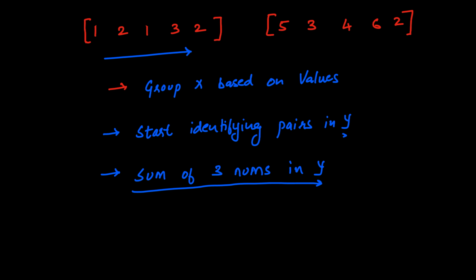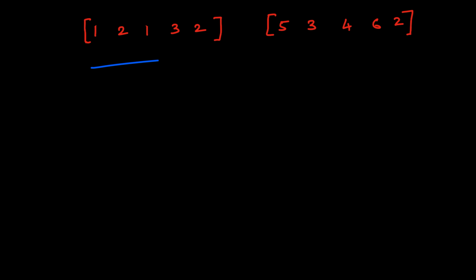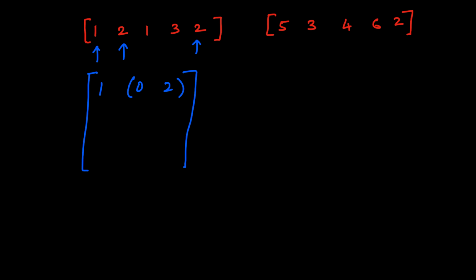Let's do a quick dry run using this example to get a better idea. The first step is to group all of the entries in the x array. For the first entry, the key is 1 and the corresponding value will be its indices, which is 0 and 2. The next entry is for 2 and its corresponding indices are 1 and 4. And the last entry is for 3 and its corresponding index is 3.